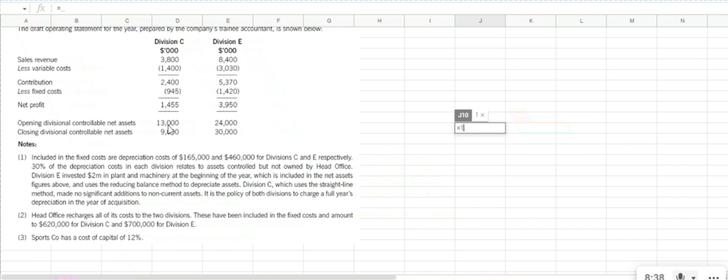For division C, the opening net assets was 13,000. Actually, let's check the numbers. There should be 6 zeros. So 1, 2, 3, 1, 2, 3. Yeah. Plus 9,000 plus 1,000. So this entire thing divided by 2, that is how we calculate our average net assets.